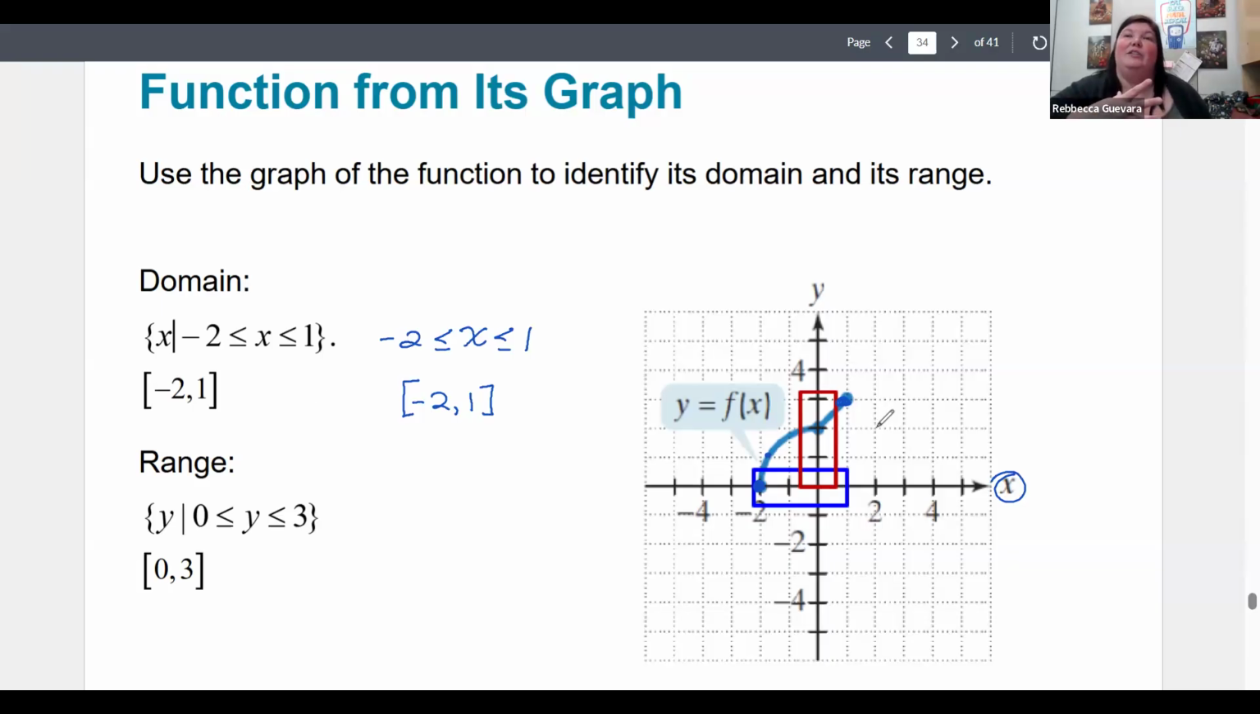Now, when you talk about range, range is your y values. So look at the y-axis. Any point I look at on my graph has some corresponding y value. So we just want to know what all those values are. We see that the smallest y value we have is 0, and the largest that we have is 3. So y is between 0 and 3.